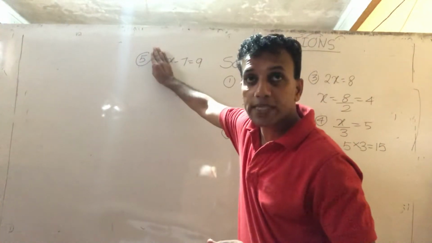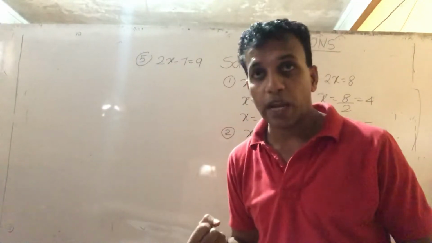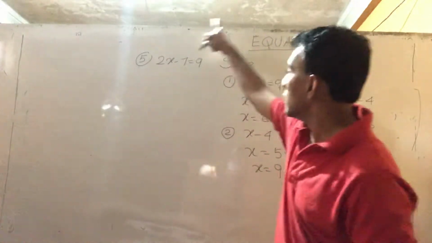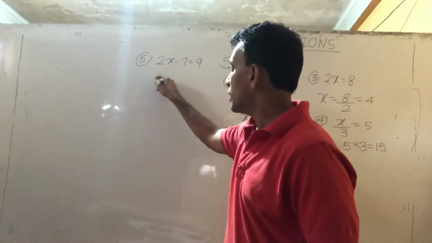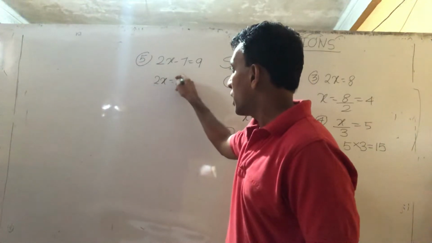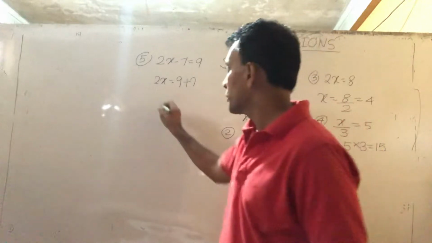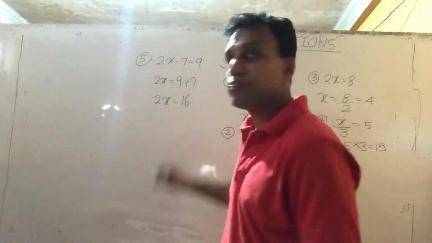They disturb us. Minus 7 and 2 resist. They won't allow to give the answer. To remove those things, very first, minus 7 this side, plus 7 that side. So 2x equal 9 plus 7. 9 plus 7. So 2x equal 16.